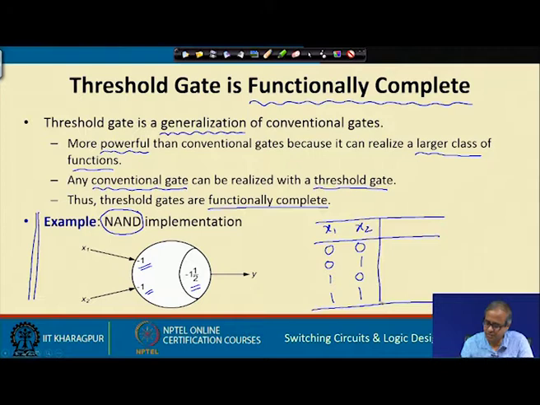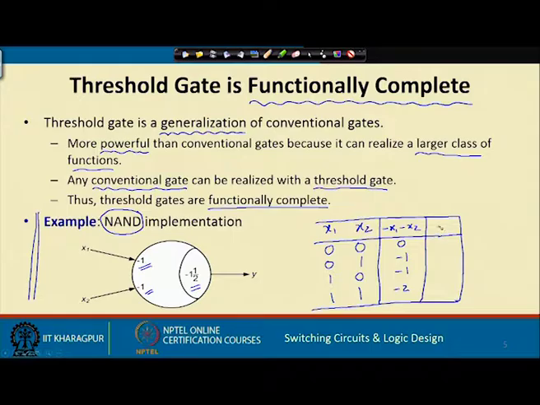And here, what is the weighted sum? The weights are -1 and -1, so it will be minus x 1 minus x 2. So, the weighted sum is minus x 1 minus x 2. If you just calculate the weighted sum on these, it will be 0, -1, -1 and -2.